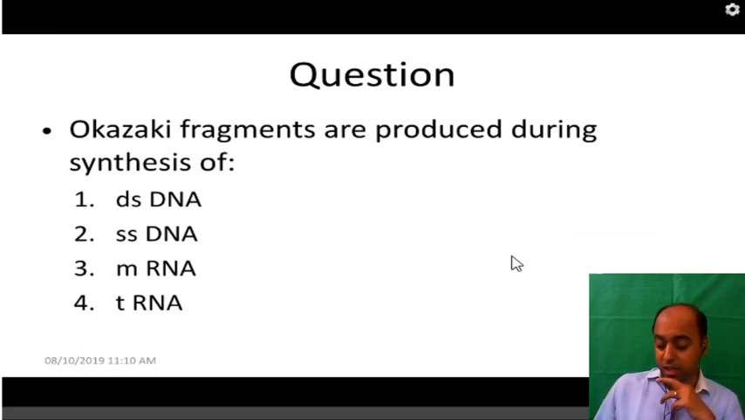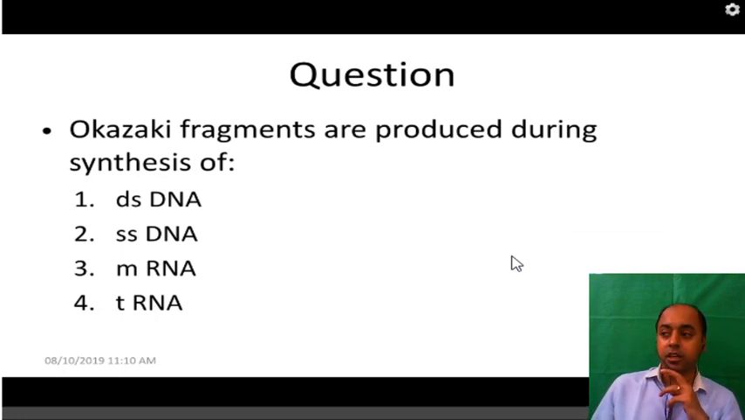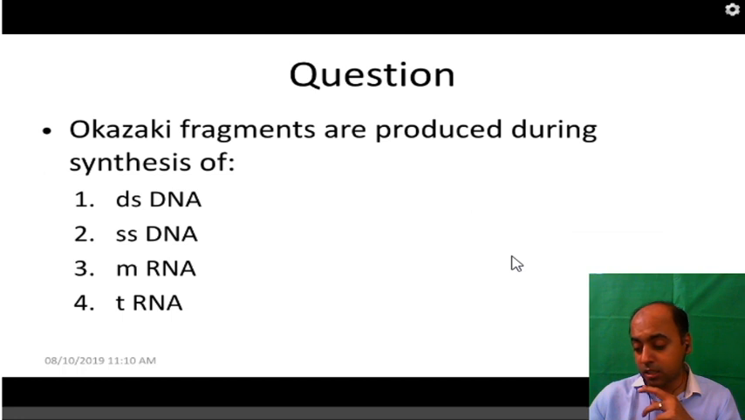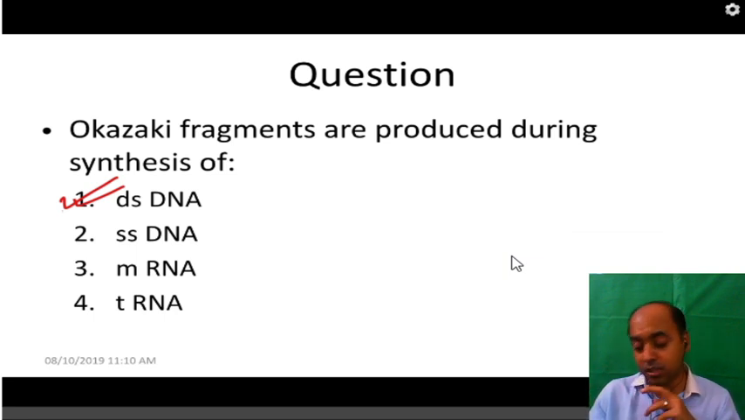Okazaki fragments are produced during synthesis of single-stranded DNA, double-stranded DNA, messenger RNA, or tRNA. What is the correct answer? Now, in this case, the correct answer is double-stranded DNA. When the DNA polymerase has to transcribe two anti-parallel segments, only then we get the Okazaki fragments.